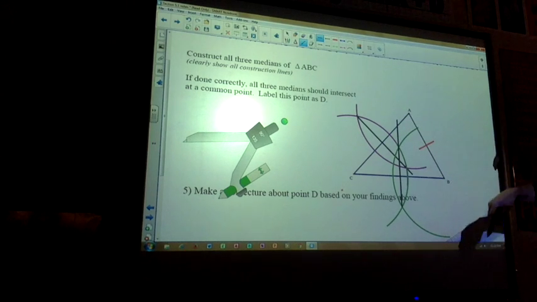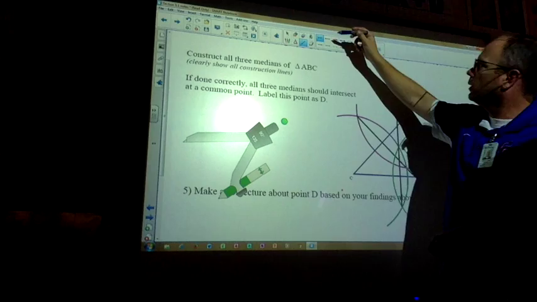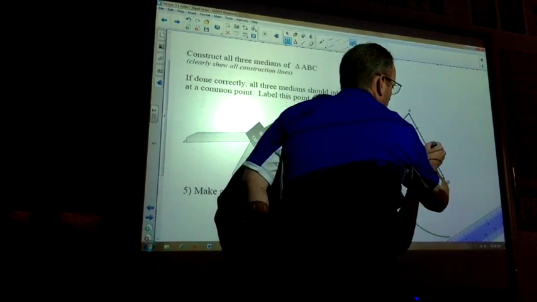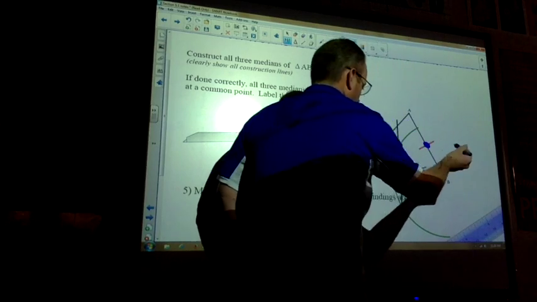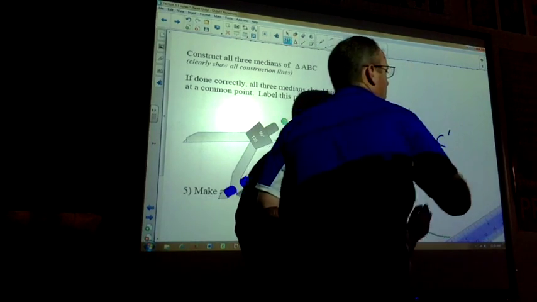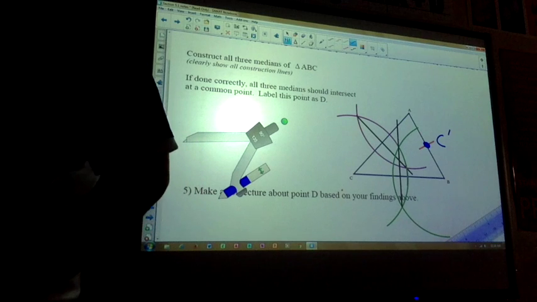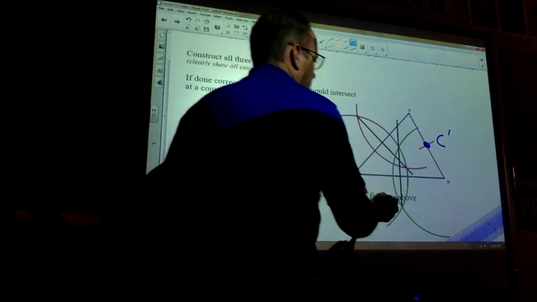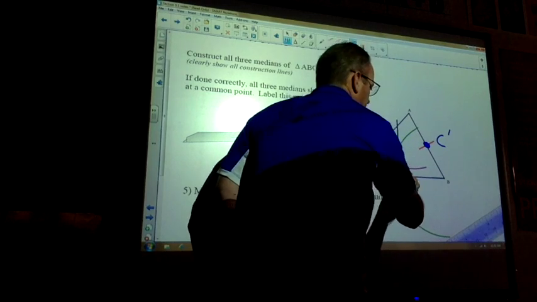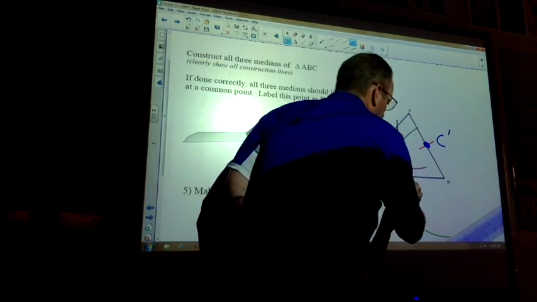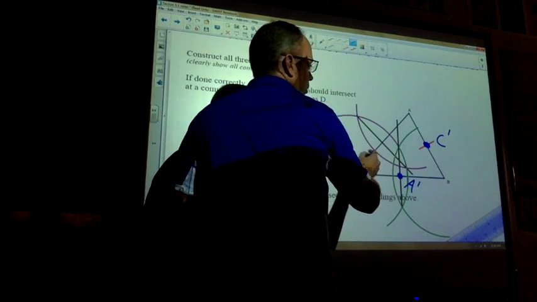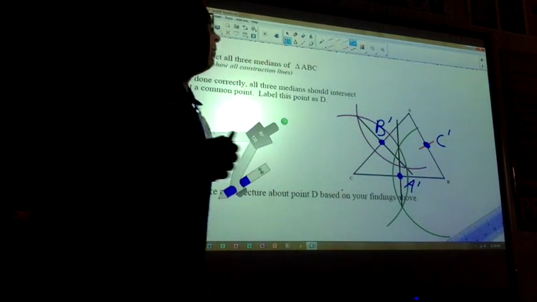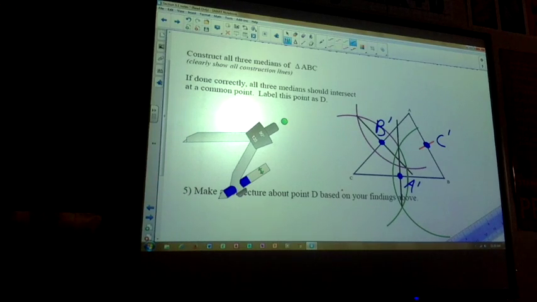Okay. So the points that I'm going to worry about, this point here, I'm going to call point C prime. The reason I'm going to call that C prime is because it's opposite from angle C. Does that make sense? Okay. This point right here, what am I going to call this point? A prime, because it's opposite of A. And this point is going to be B prime because it's opposite of angle B. Is that okay so far?